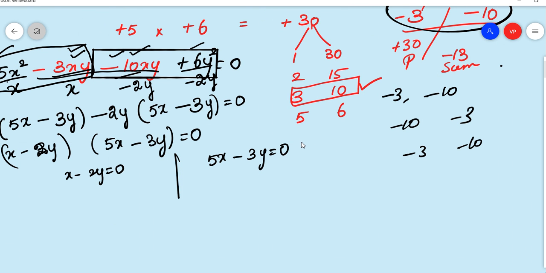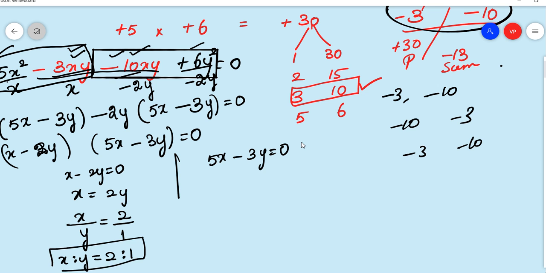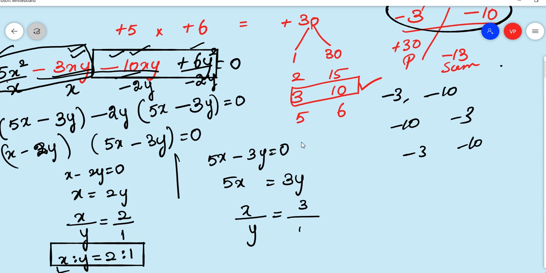How will you simplify? x is equal to 2y. So x divided by y equals 2 divided by 1. So x is to y equals 2 is to 1. This is the first answer. What is the next answer? 5x equals 3y, so x divided by y equals 3 divided by 5. It can be written as x is to y equals 3 is to 5. This is the other answer.